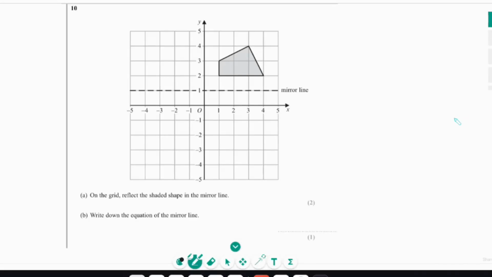Question 10. On the grid, reflect the shaded shape in the mirror line. So this corner is 1 away from the mirror line, so you're 1 away. This corner is 1 away from the mirror line, 1 away. This corner is 1, 2, so you're 1, 2. This corner is 1, 2, 3, so you're 1, 2, 3. Let's join them together.